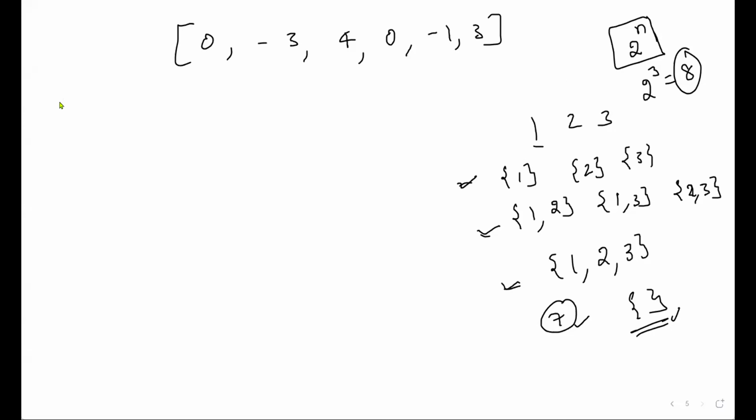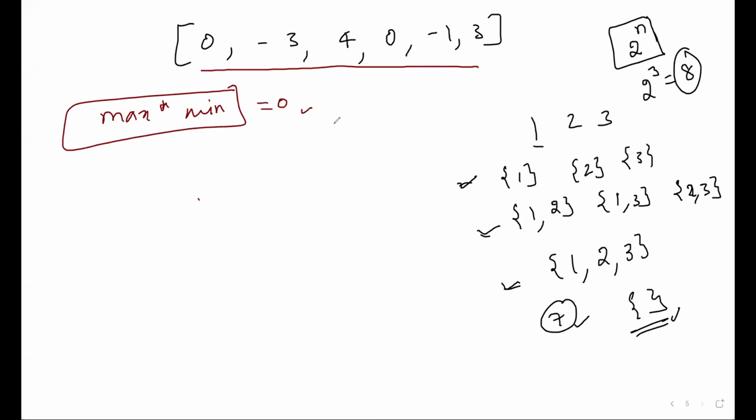I didn't get the answer for this array. How many subsequences for this array are there where maximum into minimum is 0? Okay, take your time. It is a big array.